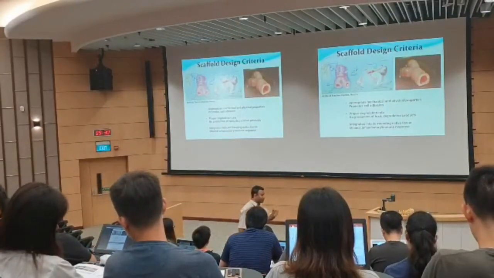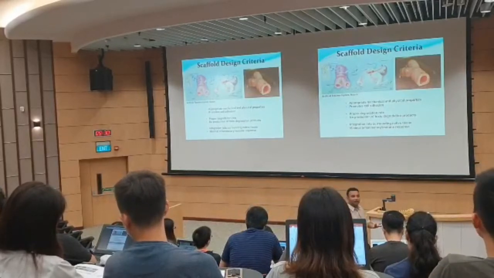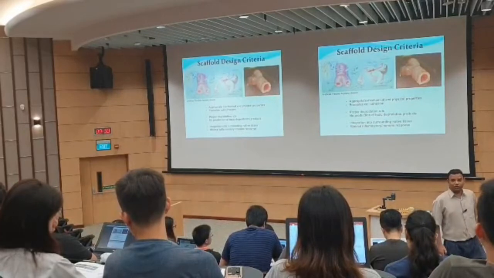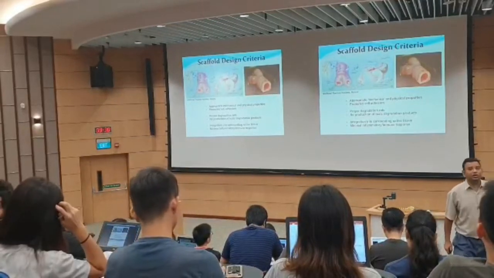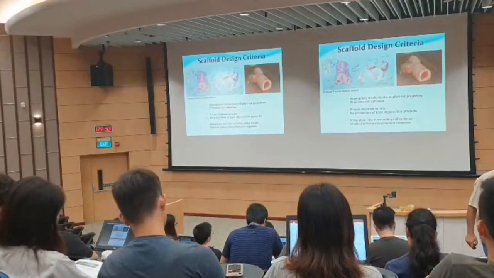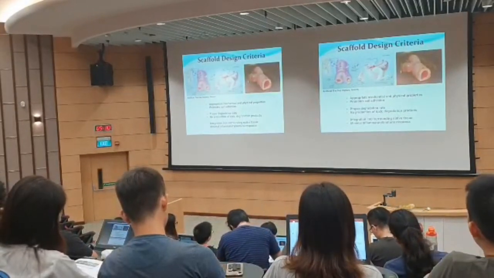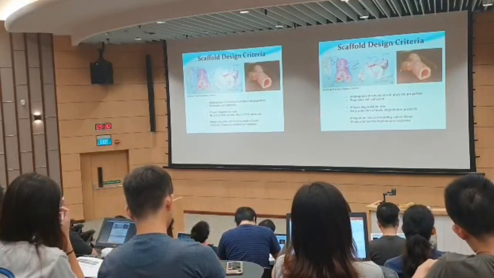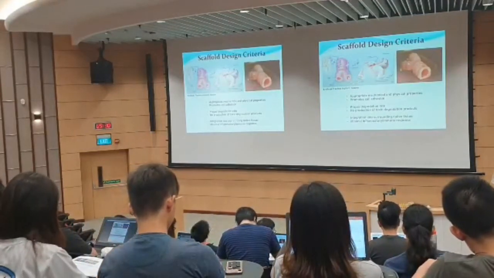Polyglycolic acid. So when it degrades, it releases what? Glycolic acid. Okay, if the glycolic acid is too dangerous, too toxic for the cells, it will cause damage to the cells, right? So we have to ensure that the degradation products of the polymers that we use are not toxic to the cells, or at least they're not very toxic to the cells.